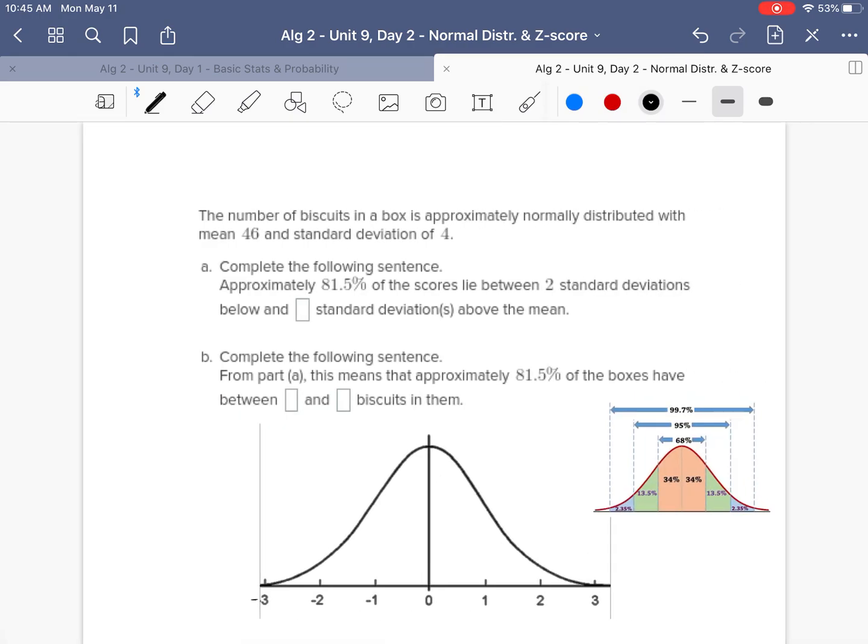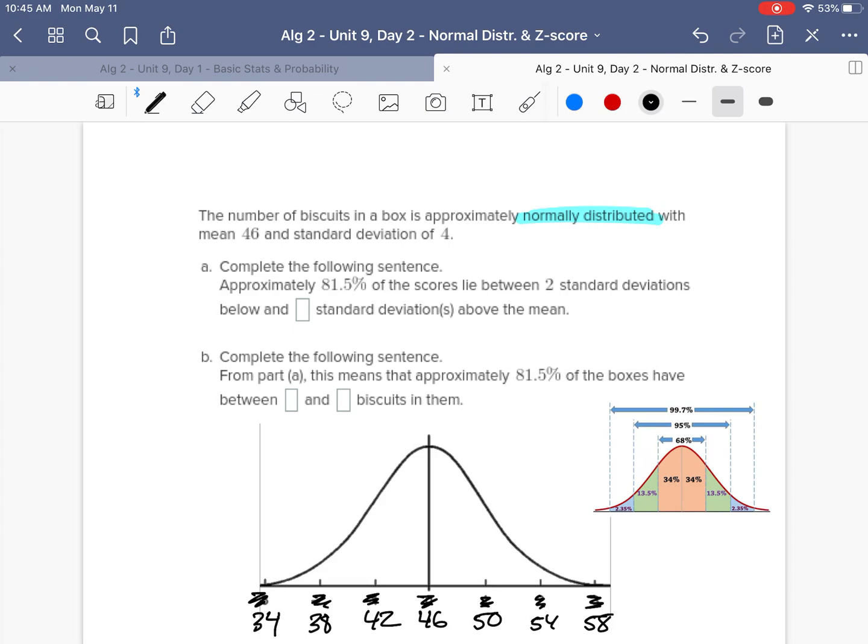All right, next one, similar question. The number of biscuits in a box is approximately normally distributed. So again, they're telling you it's normal distribution, so all these rules apply. The mean is 46 and the standard deviation is 4. So this one's 46, add 4, 50, add 4, 54, add 4, 58, take away 4, 42, take away 4, 38, take away 4, 34.